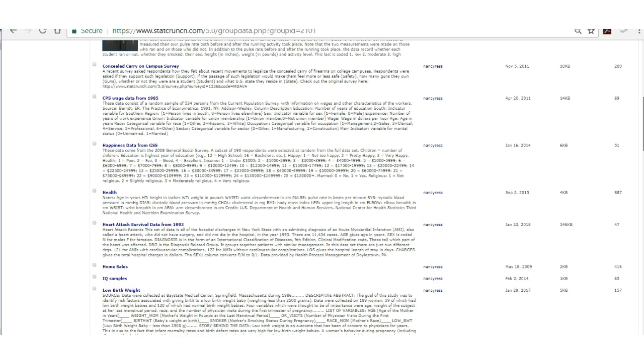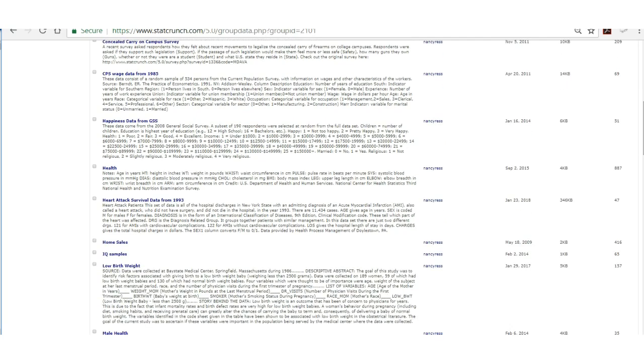We're going to start by looking at a data set in StatCrunch. You're free to follow along if you'd like to. This data set is called Happiness Data from GSS, and this is a data set that's in our class group on StatCrunch. First in this session, we're going to look at the graphs that we can do for categorical data.